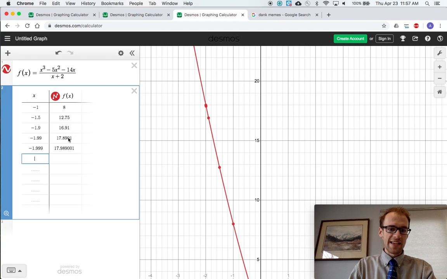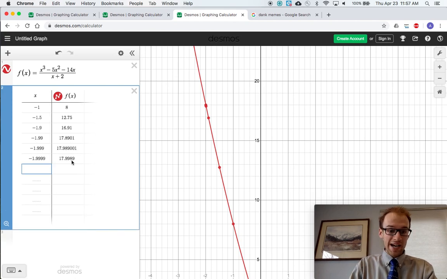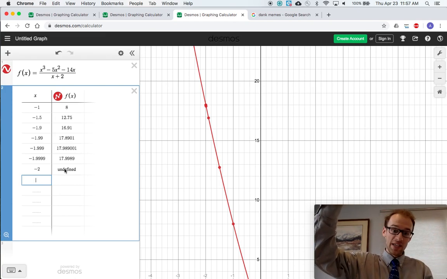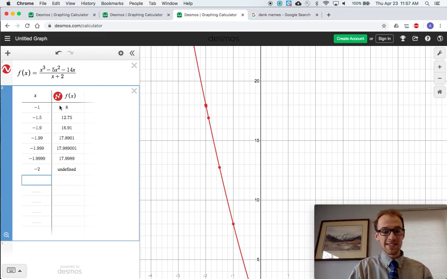What is our y value approaching? 8, 12, 16, 17.89, 17.98, negative 1.9999, now we're at 17.9989. We're so close to 18, but once I throw in negative 2, we're undefined. So f of negative 2 is undefined, but the limit as x approaches negative 2 is positive 18, because as x is approaching negative 2, the y value is approaching 18. We can see that with a table, and we can see that with a graph. I'll show you in the next video how we can see that just algebraically, by looking at the equation.